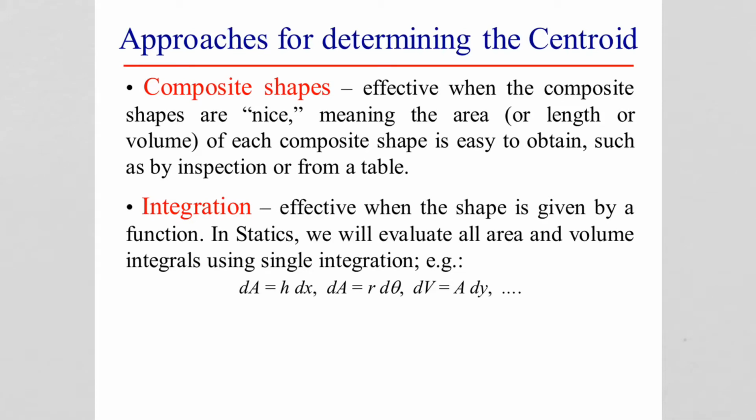For this example, we are going to use the method of composite shapes for solving for the centroid. And with composite shapes, in order to be able to do composite shapes, we have to look at the object itself that we're trying to find the centroid of and look to see if it has what we call nice shapes. And those nice shapes mean that they are squares, circles, that type of thing.